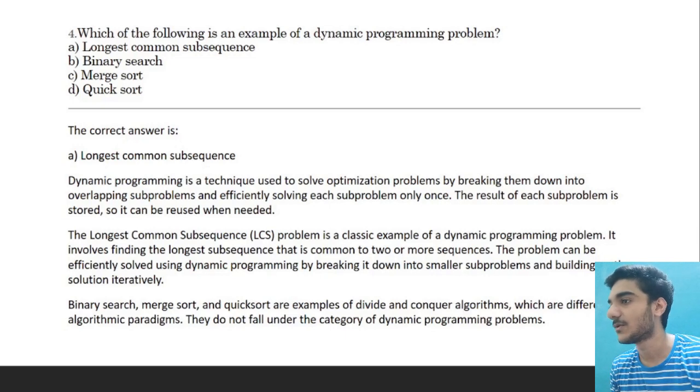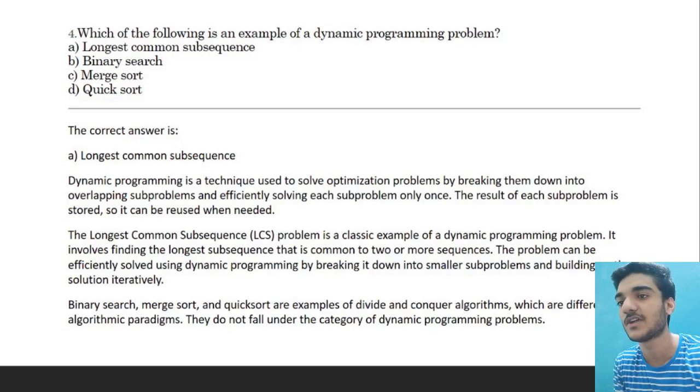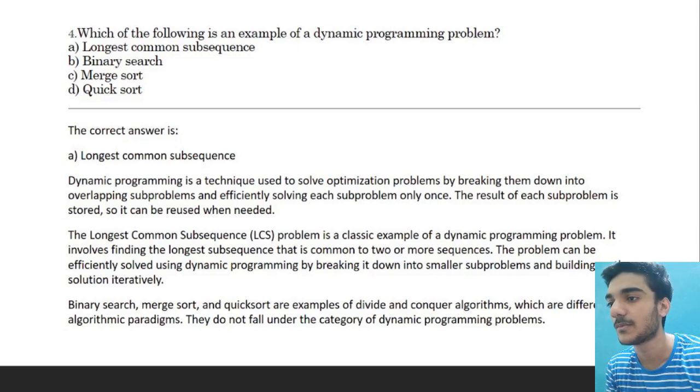Next question, which of the following is an example of a dynamic programming problem? And the correct option is longest common subsequence. Dynamic programming is a technique used to solve optimization problems by breaking them down into overlapping subproblems and efficiently solving each subproblem only once. The longest common subsequence problem is a classic example of a dynamic programming problem. It involves finding the longest subsequence that is common to two or more sequences.